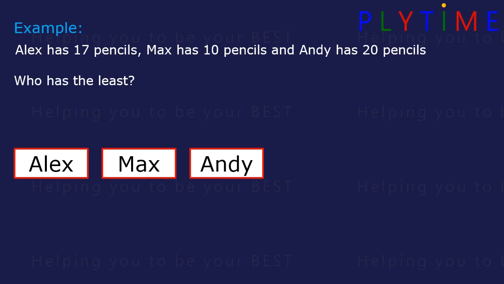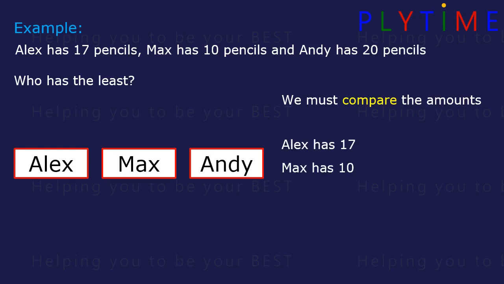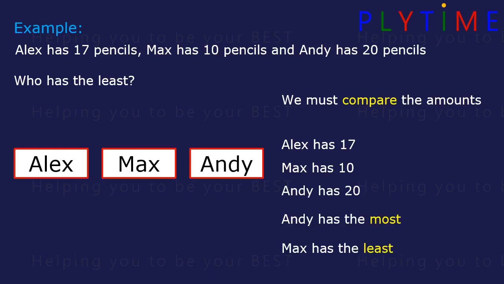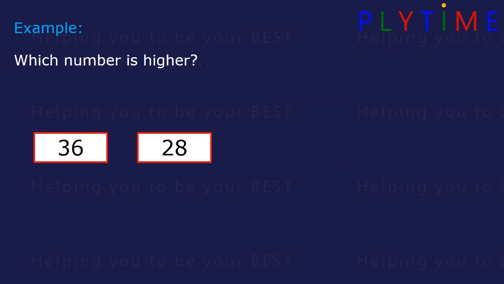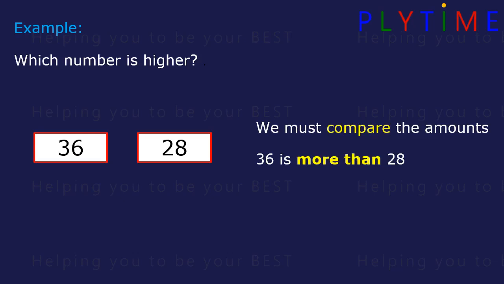Alex has 17 pencils, Max has 10 pencils, and Andy has 20 pencils. Who has the least? We must compare the amounts. Alex has 17, Max has 10, and Andy has 20. Andy has the most, it's the biggest number, and Max has the least, the lowest number, so Max has the least. Which number here is higher? We must compare the amounts. 36 is more than 28, so 36 is the higher number.